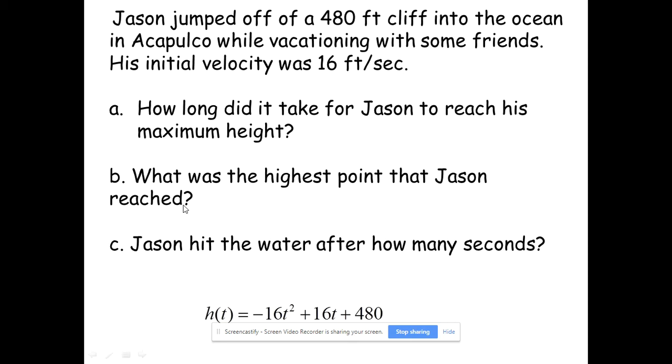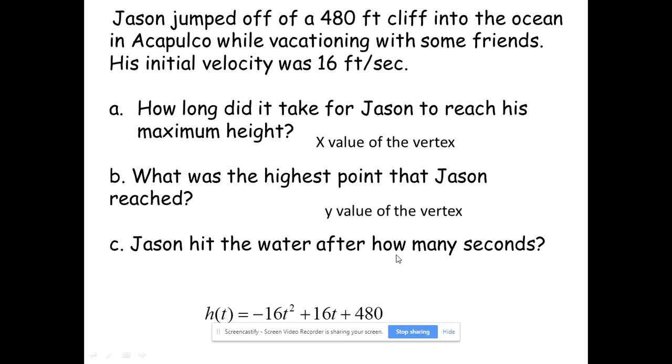Now that you have that equation, you can put that in your calculator and you can answer any question. How long did it take for Jason to reach his maximum height? Well, here they're asking you for the x value of the vertex because they're asking you how long. So that would be in seconds. What was the highest point that Jason reached? Again, they're talking about the highest point, so they're talking about the vertex, but now they're asking you for the y value of the vertex.